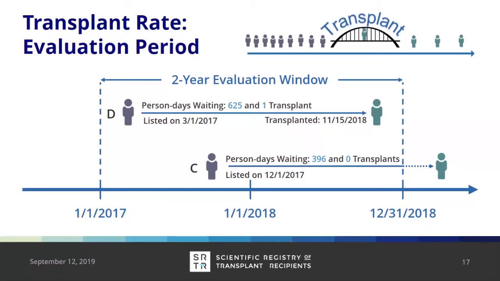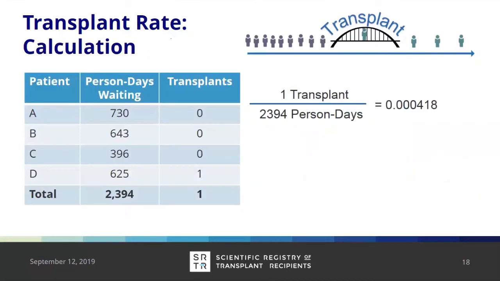So I've given you 4 examples of the different ways patients can interact with this observation window. And the way we would do this calculation is we're just going to add up how much person time we observe. So here's our 4 patients, A, B, C, and D. They actually added up to a total of 2,394 days of waiting time that we observed. And only one of those patients was transplanted during the window. So we have 1 transplant event out of the 2,394 days observed, okay?